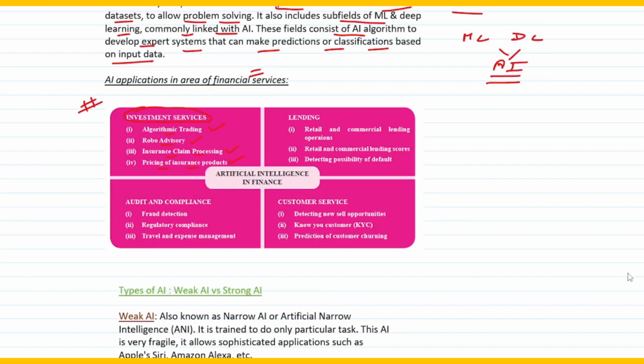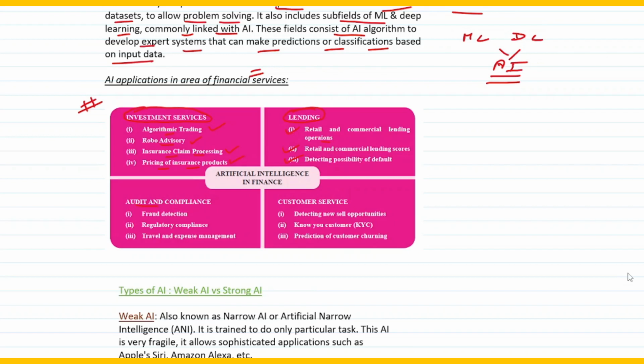Then you come to the second part of financial services, called lending. How can AI be handy in lending? It can help you in retail and commercial lending operations, right? Then retail and commercial lending scores, what you call a CIBIL score. In that case also AI can be a very effective tool, and in detecting the possibility of any default, right? So if there is an NPA or likely to be an NPA, that is a non-performing asset, AI can come to your rescue.